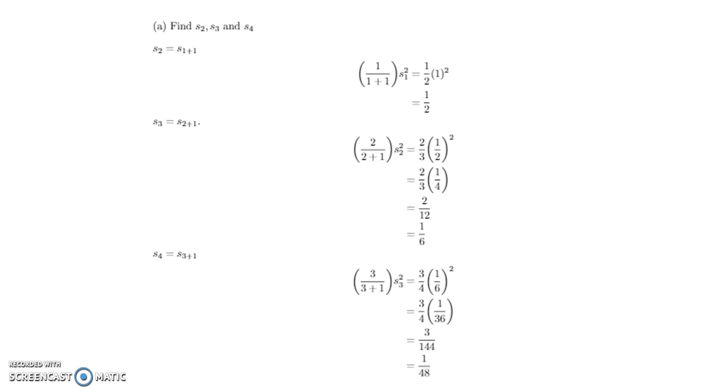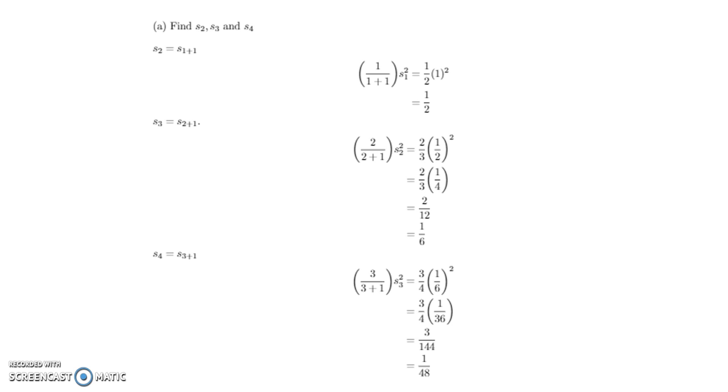To find s sub 3, we're going to plug in 2 for n, so we'll have s sub 3 equals s sub 2 plus 1, and we'll have 2 over 2 plus 1 times s sub 2 squared. From the previous step, we know that s sub 2 equals 1 half, so we get 1 half squared times 2 thirds. And with further simplification, we get that this equals 1/6.